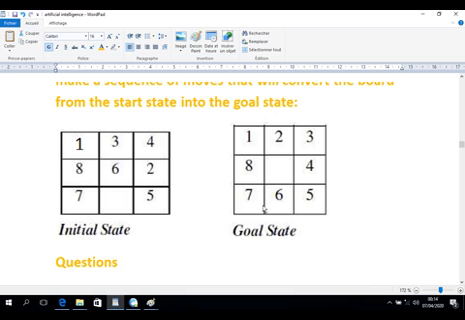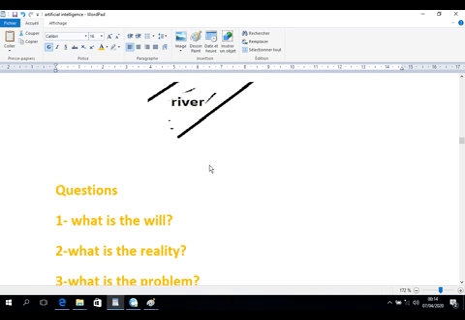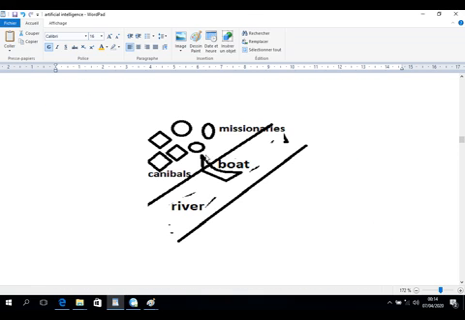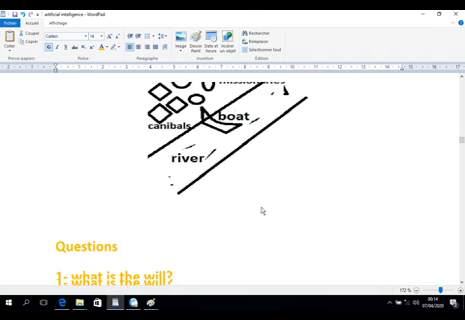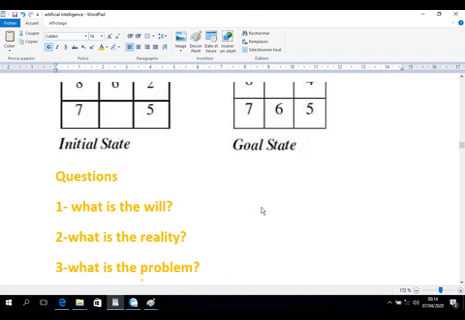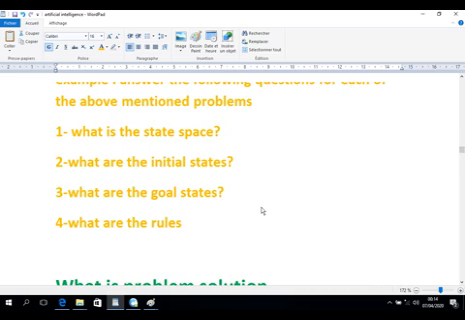C. We specify one or more states that will be acceptable situation to the problem. These states are called goal state, and that is the will. If we are in this board game, the goal state is this one. So this is the will. This is what we want to have at the end. So the board should be arranged in this manner.